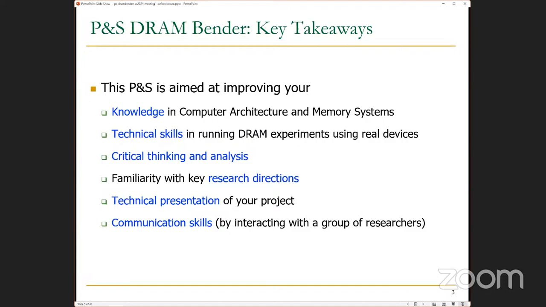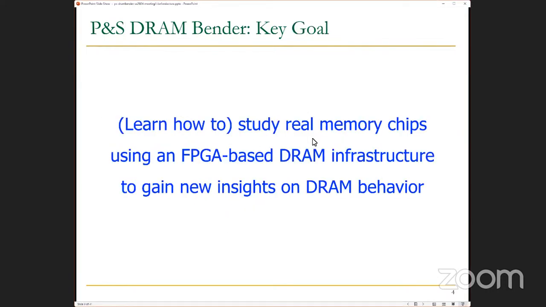We will assign you at least two supervisors. Yes, for every project, we will assign you two supervisors. They will be in close contact with you, so you can always communicate with them and have discussions with them. This should also improve your communication skills. And the key goal is to study real memory chips with an FPGA-based DRAM infrastructure to gain new insights into DRAM.